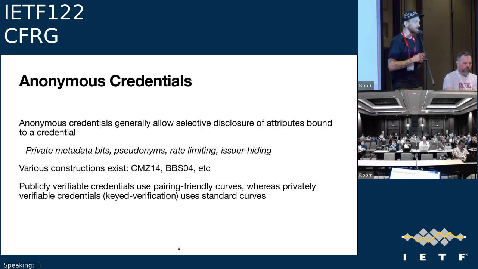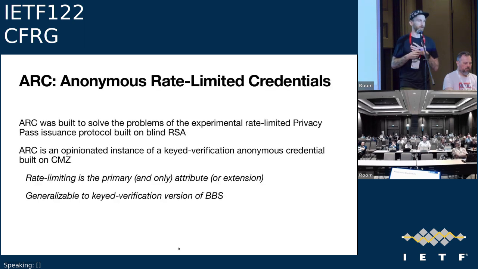In practice, there are a lot of ways to instantiate anonymous credentials. We have CMC, we have BBS, and so on. The publicly verifiable version of these credentials, which is in the BBS flavor of drafts right now, uses pairing-friendly curves. But for applications or deployments where that's prohibitive, you might want to use a key verification version that relies on standard curves, like NIST curves, curve25519, and whatnot. But both are possible, similar to how we have privately verifiable VOPRFs and publicly verifiable blind RSA.